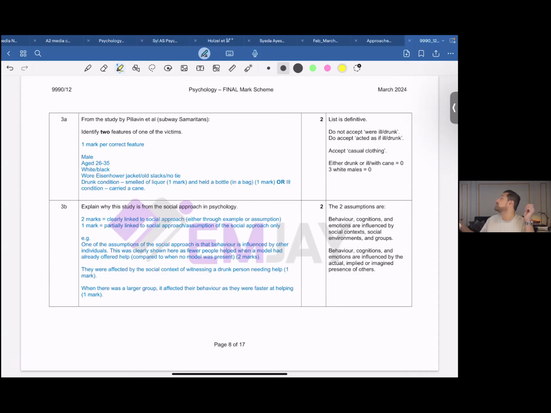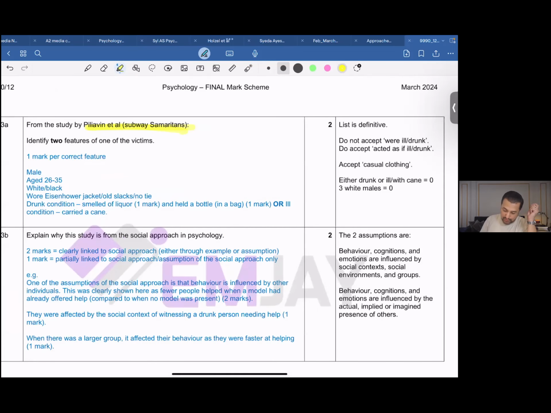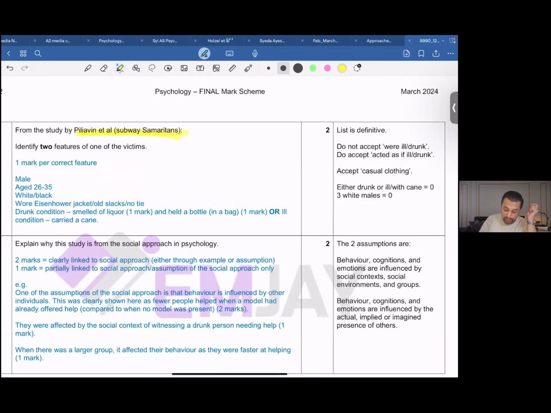Now quickly moving on to question number 3. From the study by Piliavin et al., identify 2 features of one of the victims, right? So identify 2 features. Now this identification question, pretty simple, again, has a lot to do with the concrete learning that I keep on referring to. There were multiple features. Amongst these multiple features, you could use any 2 of them to be able to score 2 marks. I'd suggest if you know of 3, write 3.